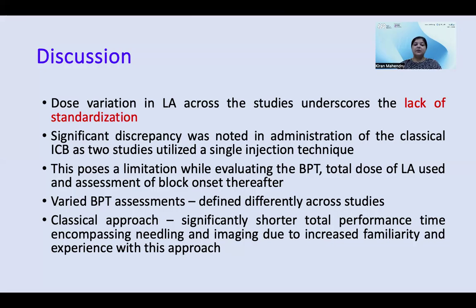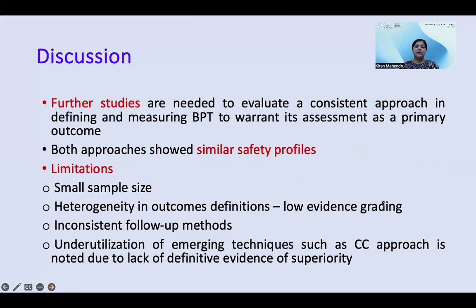In the classical approach, there was significantly shorter total performance time, encompassing needling and imaging, due to increased familiarity and experience with the classical approach as compared to the costoclavicular approach. Further studies are needed to evaluate a consistent approach in defining and measuring the block performance time to warrant its assessment as a primary outcome. Both approaches showed similar safety profiles in both the groups.